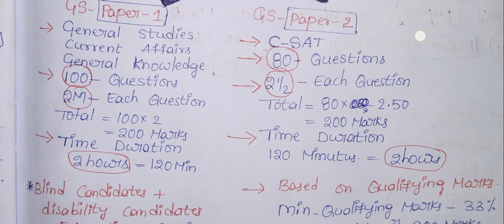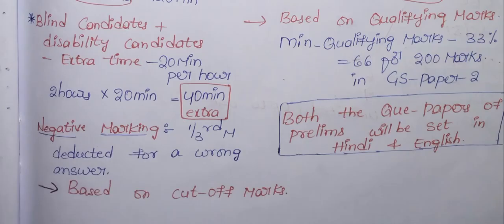If any candidate has a disability, or blind candidates maybe, then extra time will be given. For example, for 2 hours, each hour has 20 minutes extra. For GS paper 1, which is 2 hours, each hour has 20 minutes extra time for candidates who have a disability, so a total of 40 minutes extra.